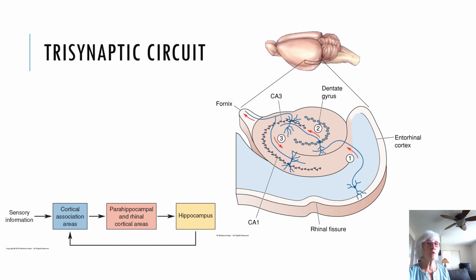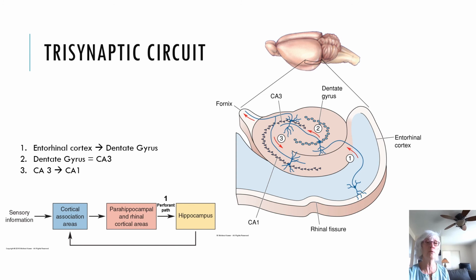The first of those neurons is in the entorhinal cortex, and so information coming from some other cortical area is going to enter this entorhinal cortex and synapse on a neuron that will move via what we call the perforant pathway to the hippocampus. So this is a pathway of neurons from the entorhinal cortex to the hippocampus.